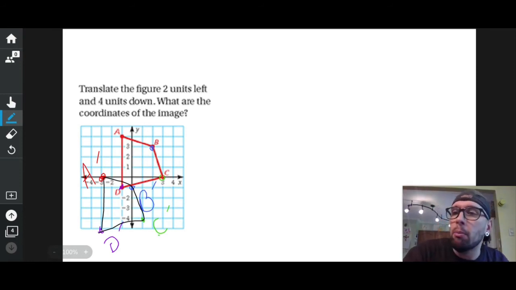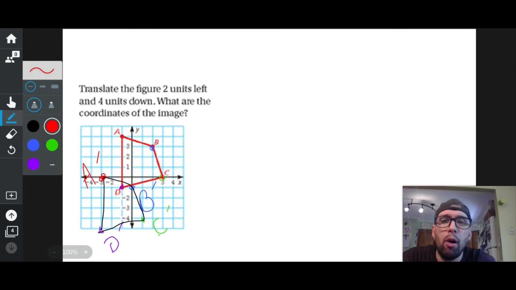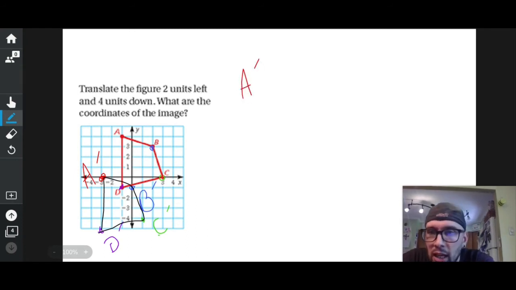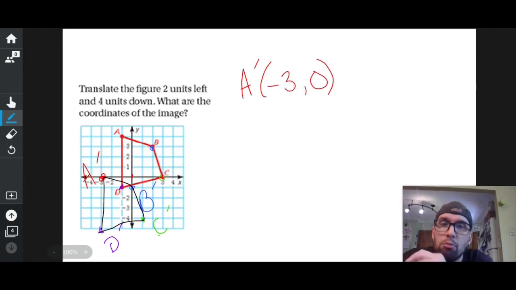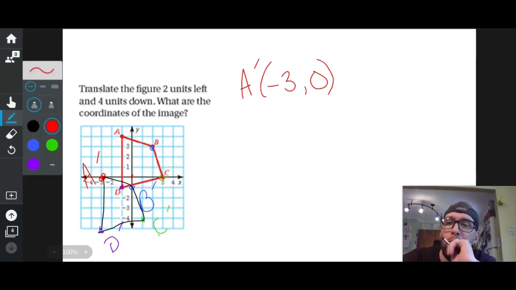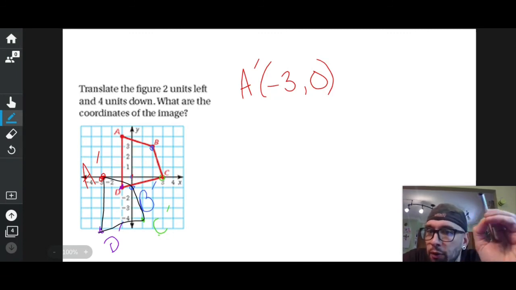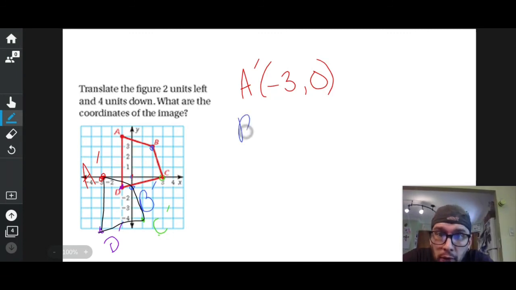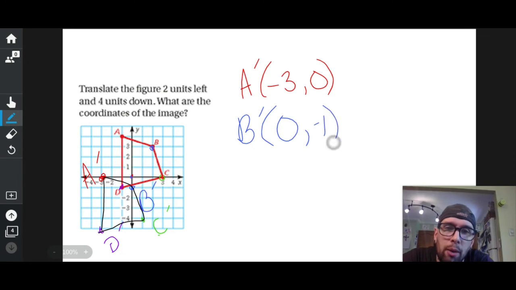Now I can name those points. A prime, the way I get to A prime is I start at the origin and I go left 3, which is -3, and then I don't move up or down. Okay. If I want to go to B, there's my origin. I would move left or right nowhere. So that first number is a 0 because I don't move left or right to get to B prime. And I move down once, which is -1.